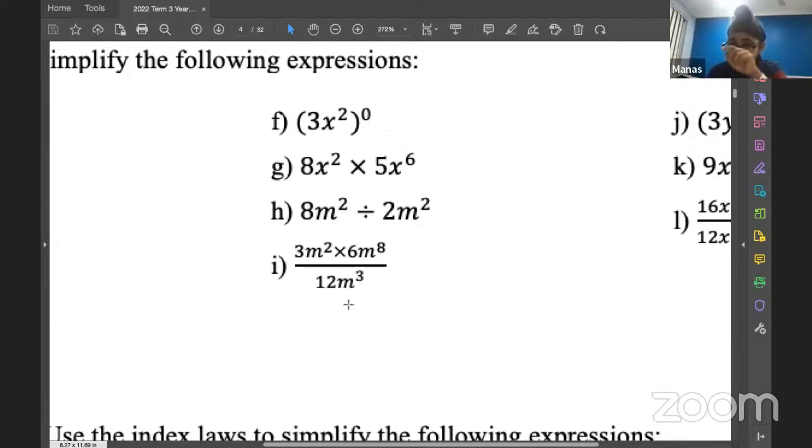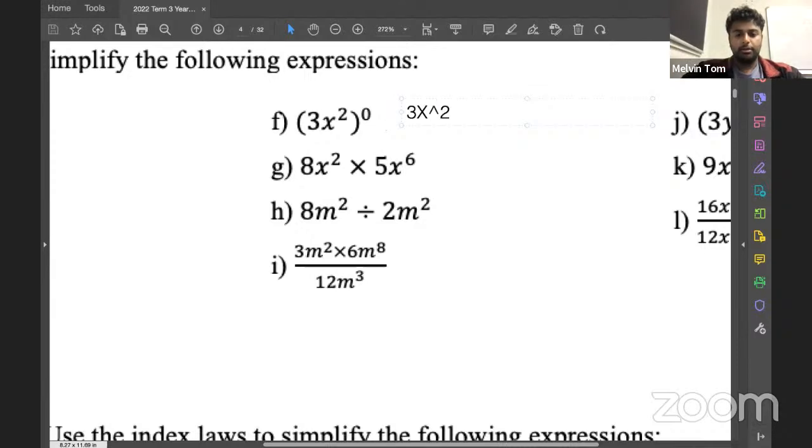Yeah. So actually, another way you can visualize this is by saying 3x to the power of 2 divided by 3x to the power of 2.